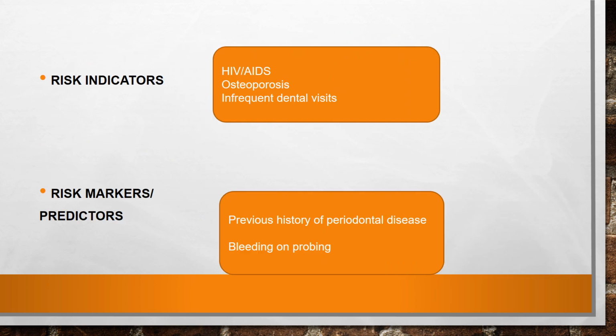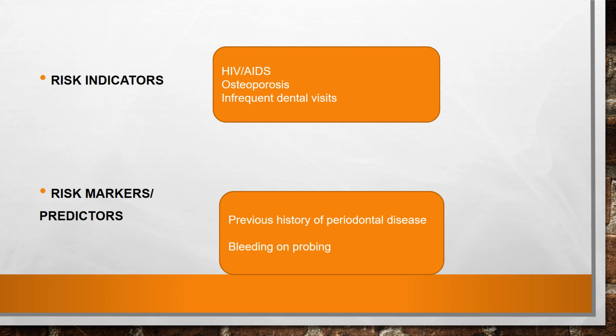Coming to risk indicators, these are risk factors that have been identified only through cross-sectional studies. That is, they are associated with the disease. For example, HIV or AIDS, osteoporosis, infrequent dental visits. So these are risk indicators. Then the risk markers or predictors, the factors which predict the presence of disease. For example, a previous history of periodontal disease will lead to recurrence of disease if it is not treated properly or not followed up properly.